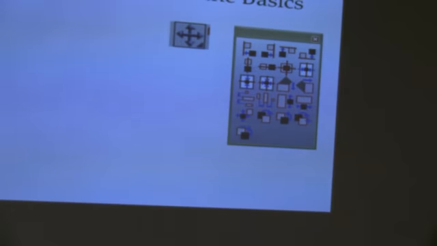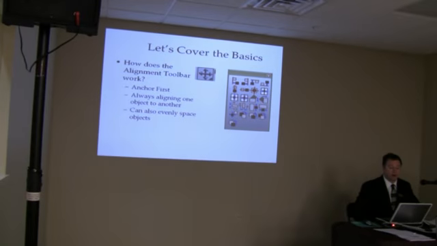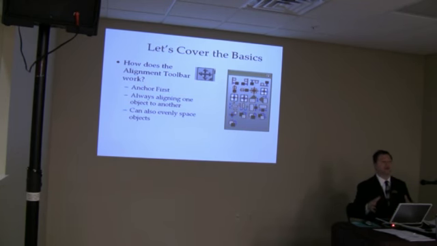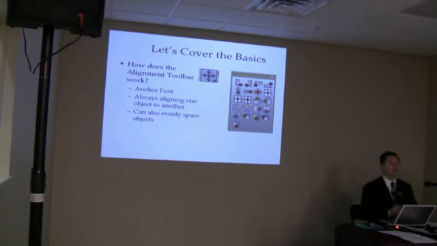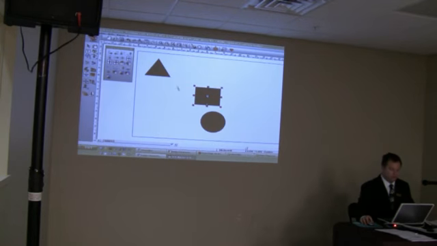Okay, so how does the alignment toolbar work? Again, we're grabbing the anchor first. The anchor is the item that doesn't move, okay? We're always aligning one object to another. You cannot just select something and then use your toolbars to do much of anything with it, because you have to have something in relation to it to line up to, okay? And then we can also actually evenly space items with that tool as well.